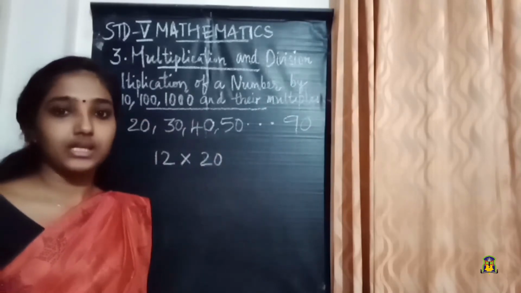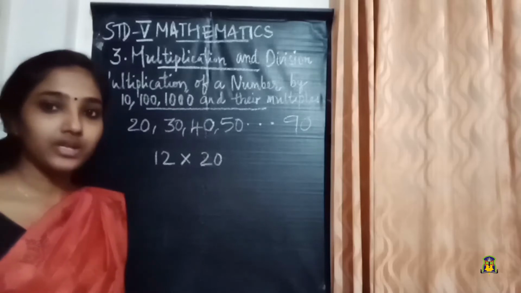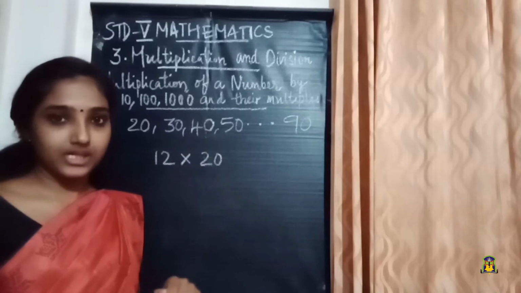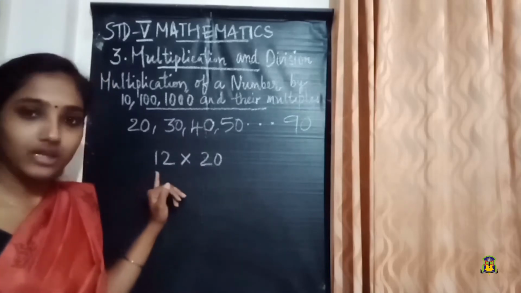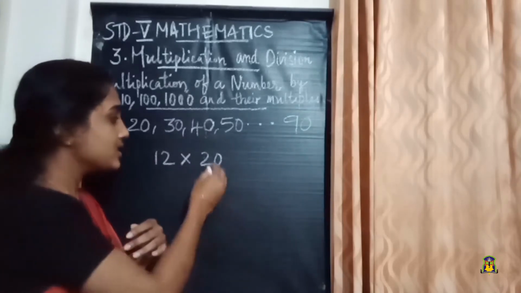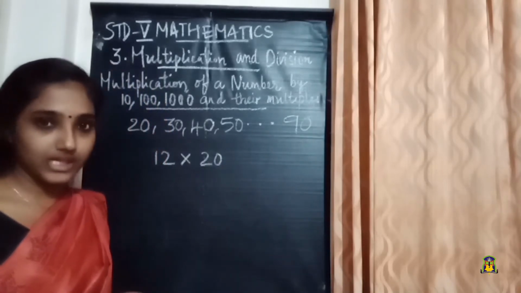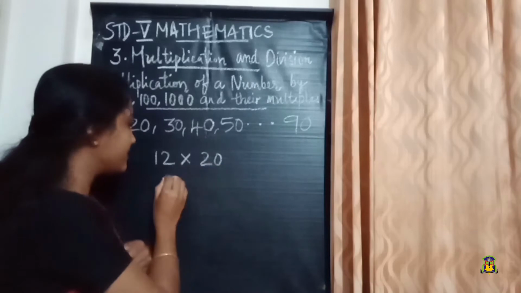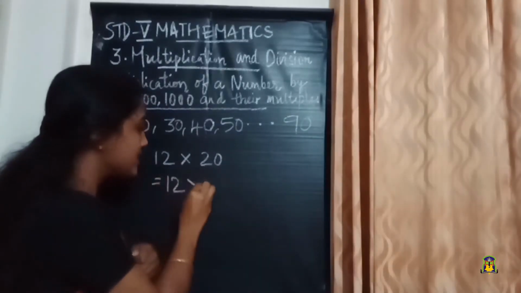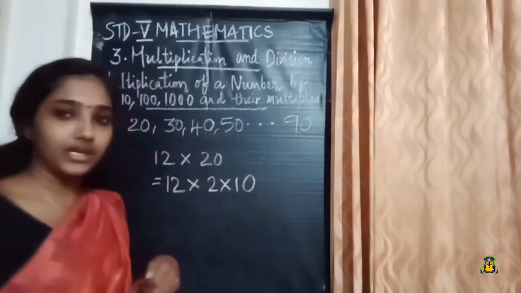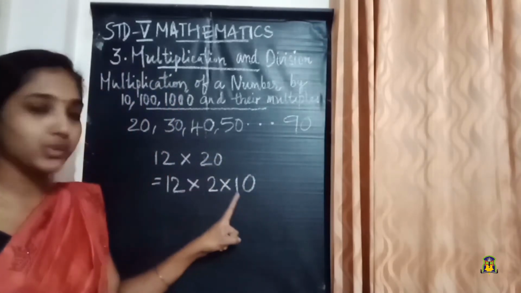Moving on to the multiplication of a number by 20, 30, 40, etc. up to 90, that is, the multiples of 10. Here I am going to multiply 12 into 20. We know that 20 is equal to 2 into 10. So 12 into 20 can be written as 12 into 2 into 10.